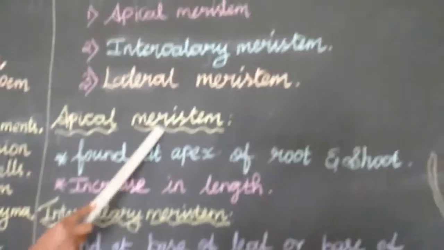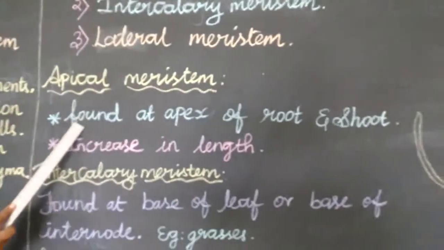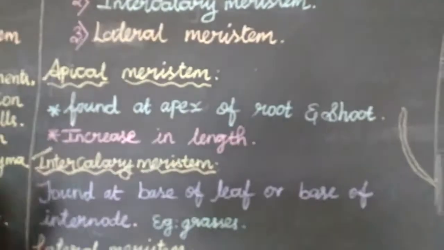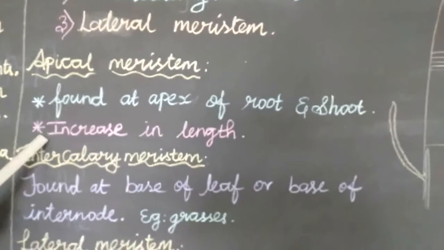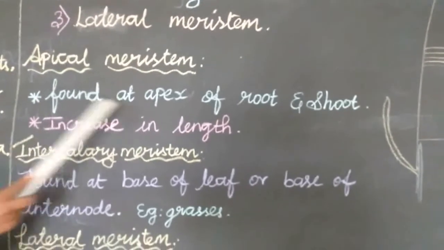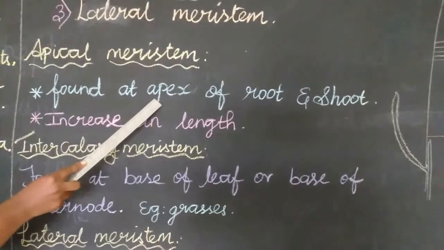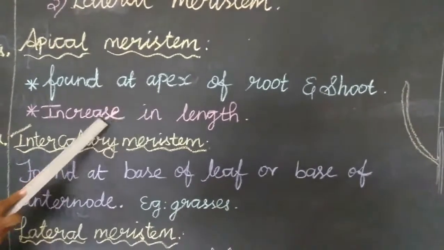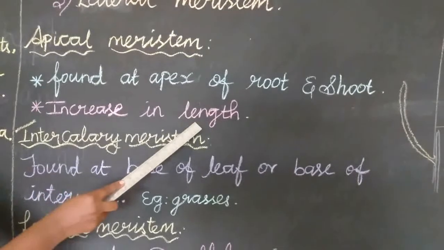Apical meristem, where is it located? It is found at the apex of root and shoot. Okay guys. Then what is the function of apical meristem? It is present at the tip. The tip divides again and again, which means it increases in length.